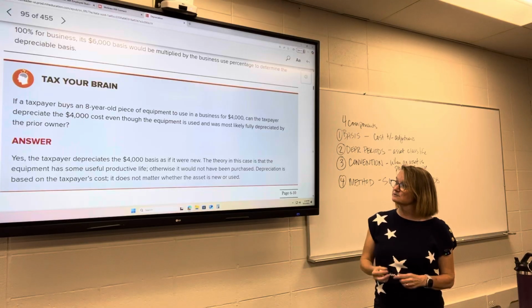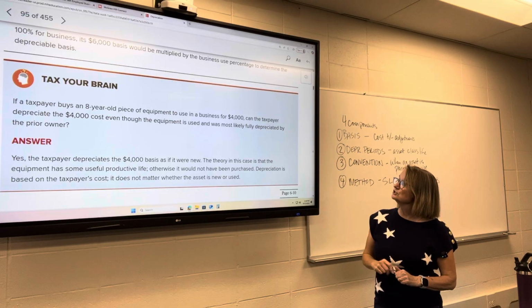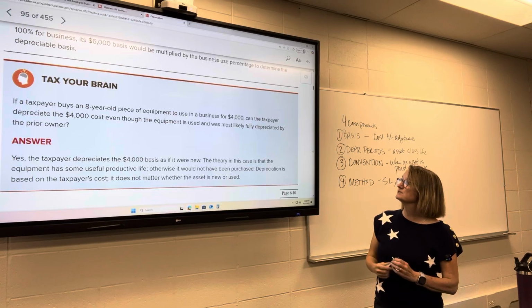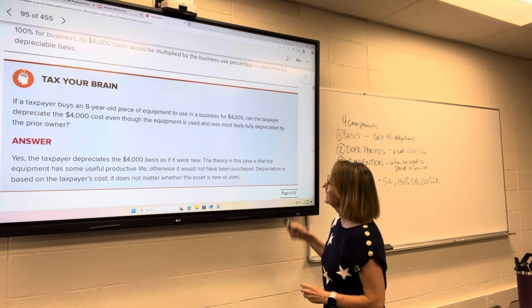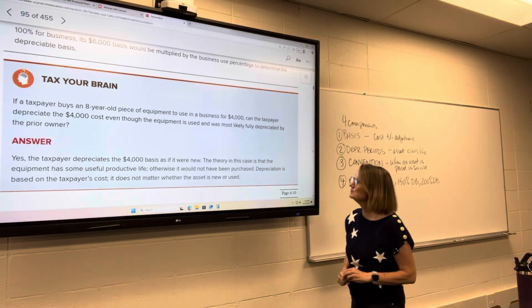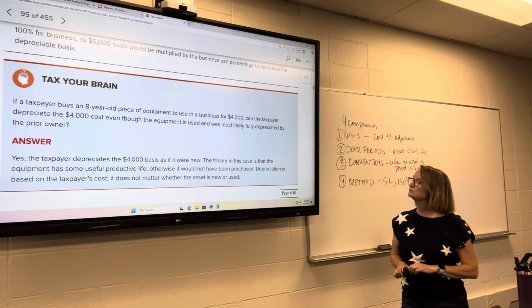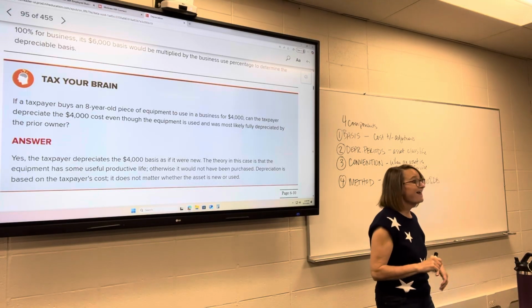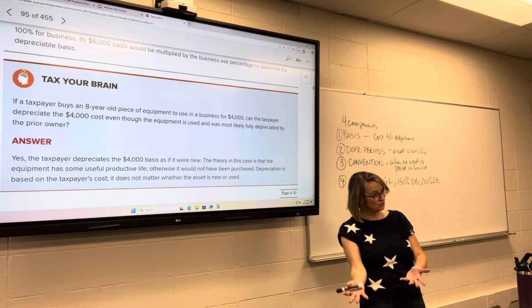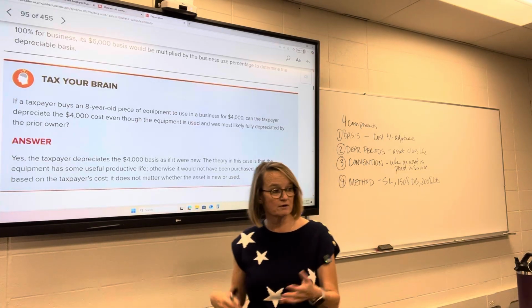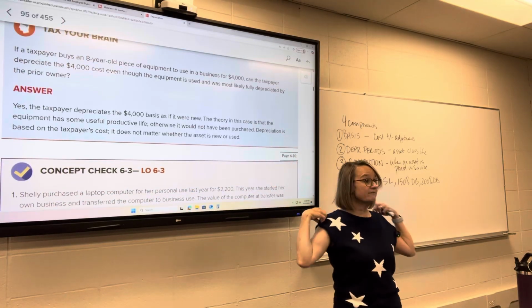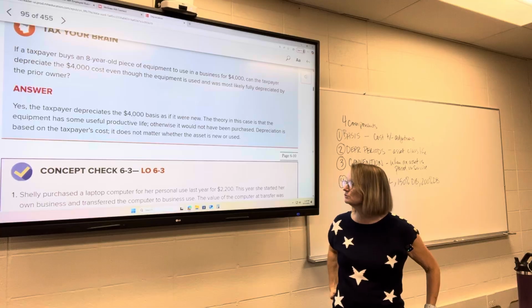So here, a taxpayer bought an 8-year-old piece of equipment to use in a business for $4,000. Can the taxpayer depreciate the $4,000 cost, even though the equipment was used and most likely was fully depreciated by the prior owner? That doesn't matter. The fact that they paid $4,000 for it then means that they can depreciate that $4,000 worth of cost. Okay, doesn't matter whether it's new or used. Does not have to be a new piece of equipment. It can be used.